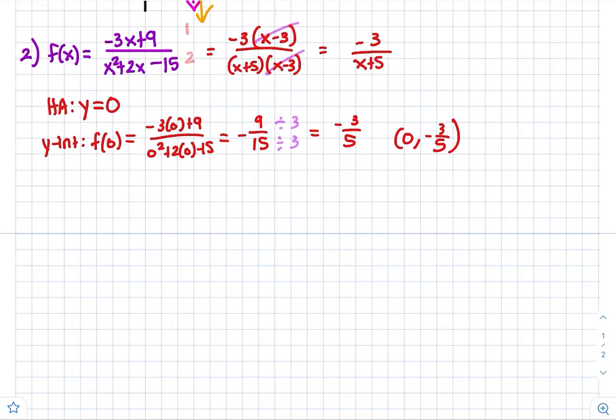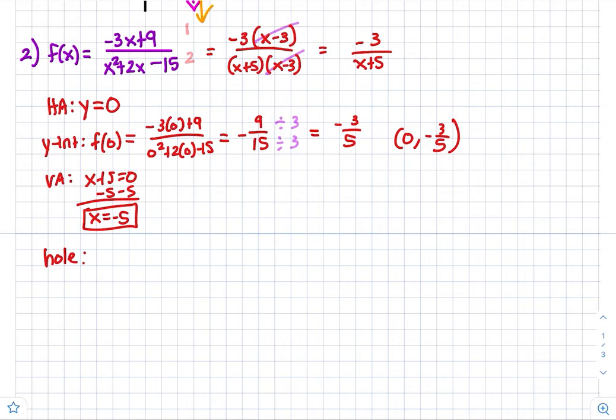Alright, so now let's find our vertical asymptote. The vertical asymptote is when you set the denominator equal to 0. x plus 5 equals 0. Subtract both sides by 5. x is equal to -5. There's our vertical asymptote.